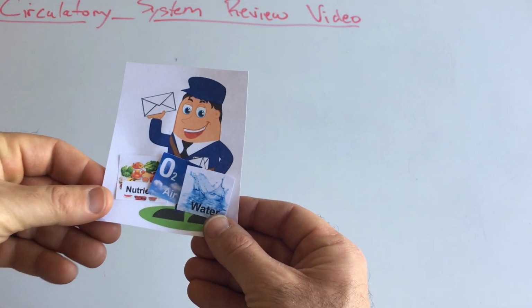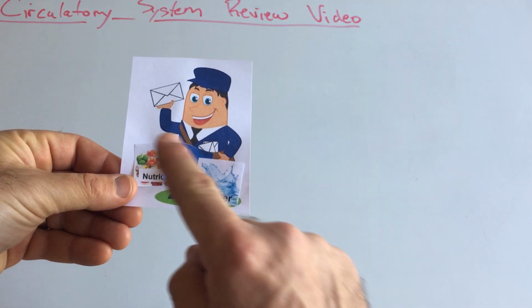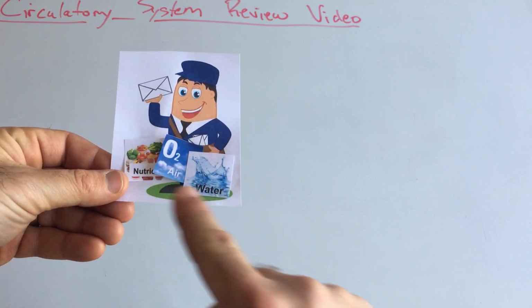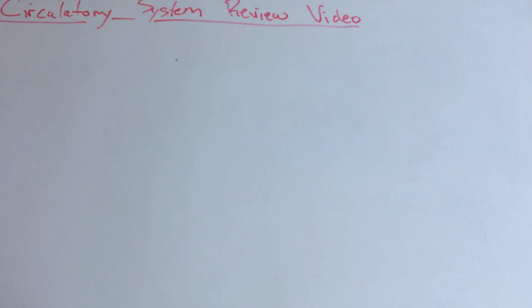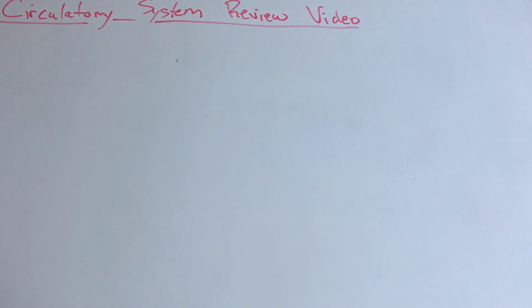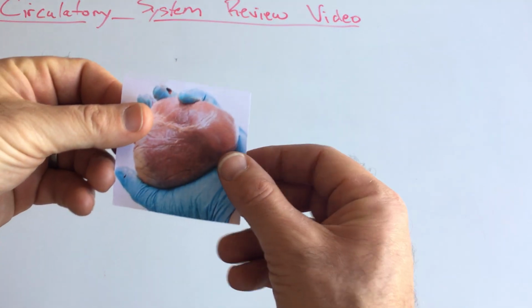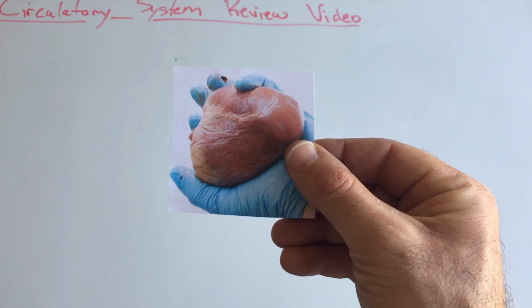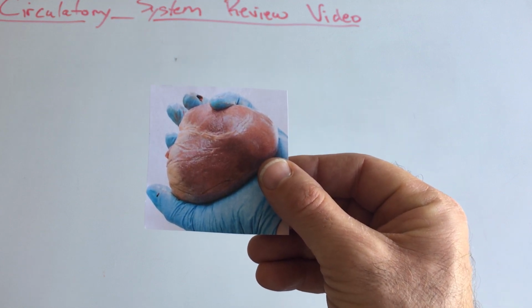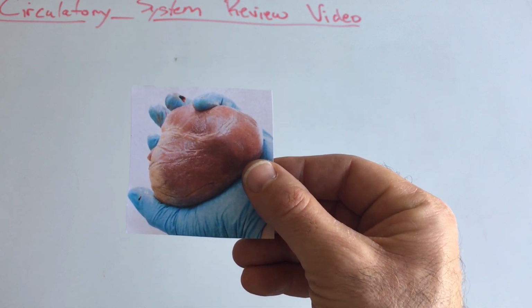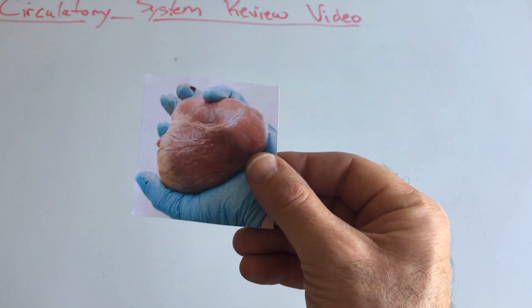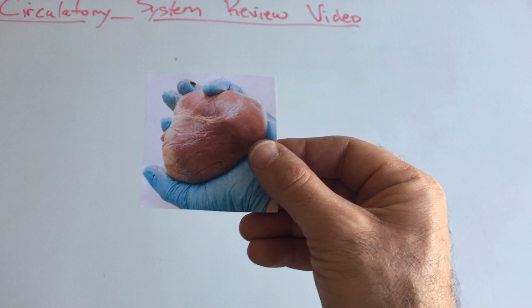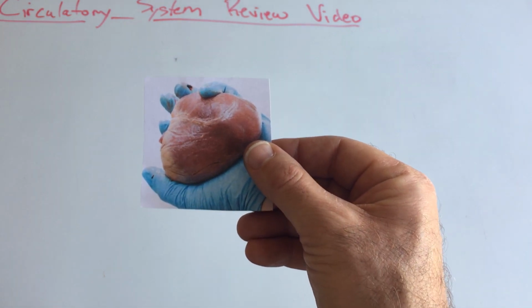So that is the purpose of the circulatory system, to bring these three things to all the cells in your body. Okay, and how does it do that? Well, you've got this thing in the middle of your chest. It's called a heart. It's about the size of your fist. So if you take your fist and look at it, that's about the size of a heart.